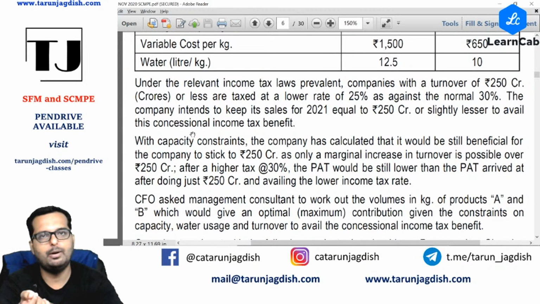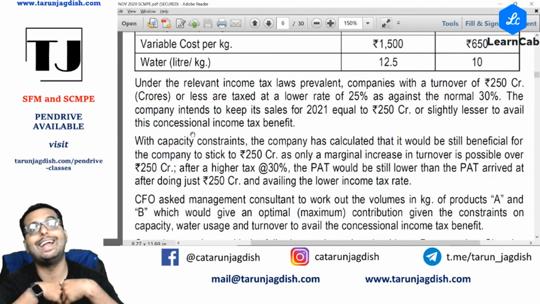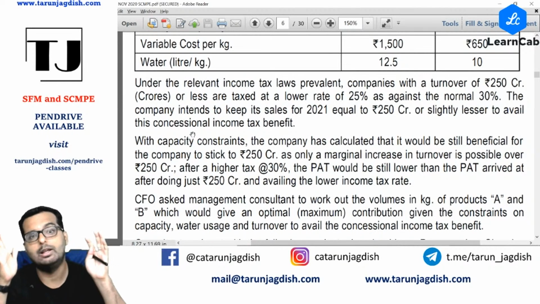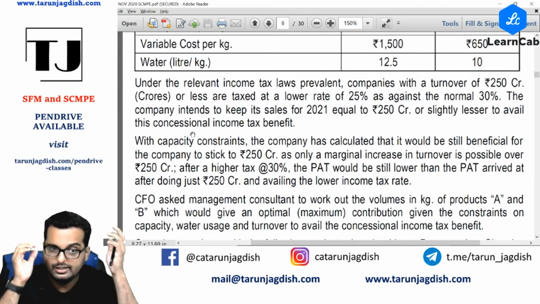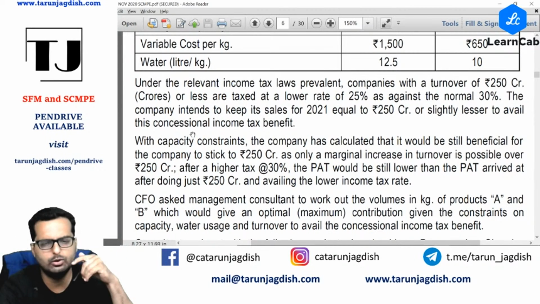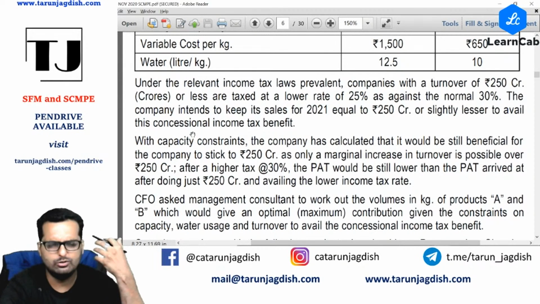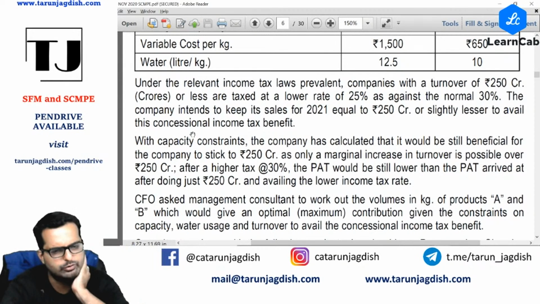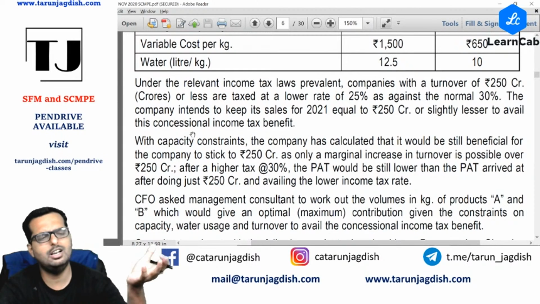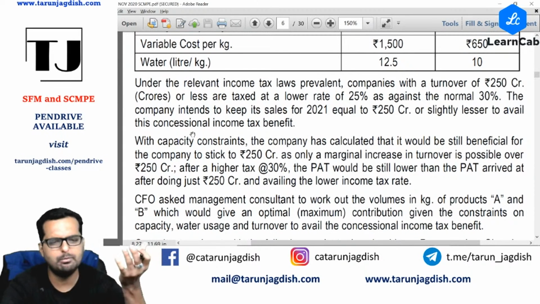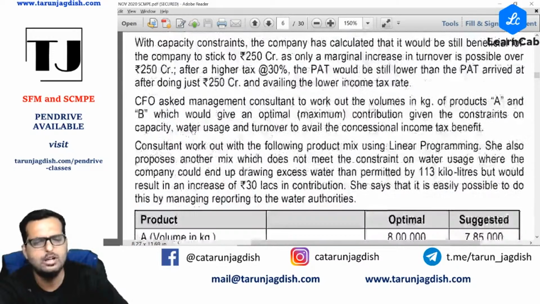See friends, if my turnover is 249.99 crore, I pay 25%. If it becomes 252 crore, I end up paying 30% on my entire profit. Flat 5% will become huge. That is the reason they are keeping it at a minimum. Okay. With capacity constraints, the company has understood there is no way they can sell more than 250 crore also. Only a marginal increase will be possible, and that too 30% will make their life miserable.